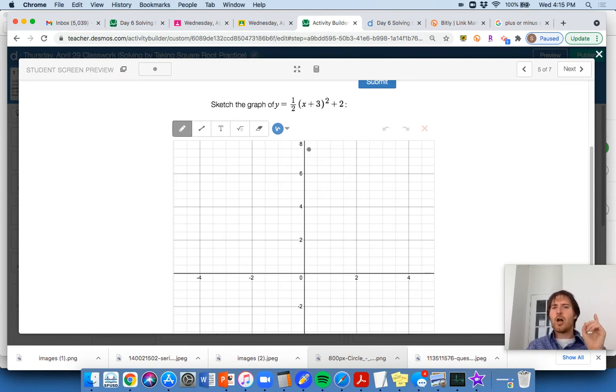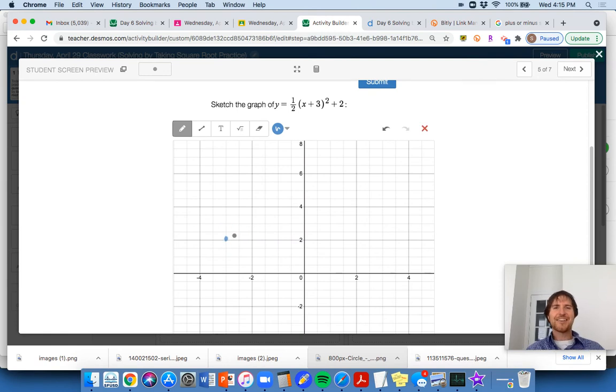So first of all, where's the vertex of this graph? Real quick, you could have saved all your work here if you actually thought about this, you're going to figure this out in 20 seconds. Where's the vertex of this graph? The vertex is at -3, +2. So I'm going to go to that, -3, +2.